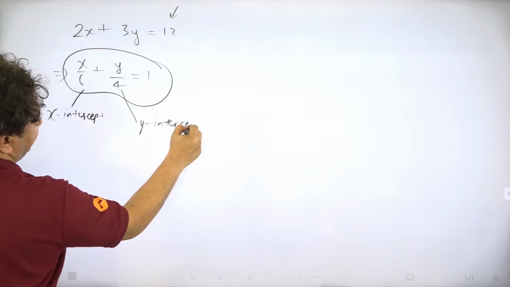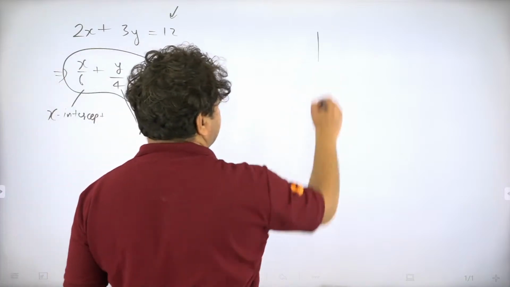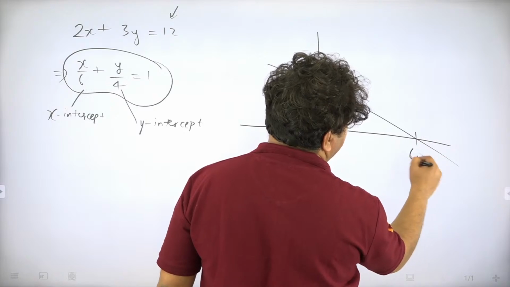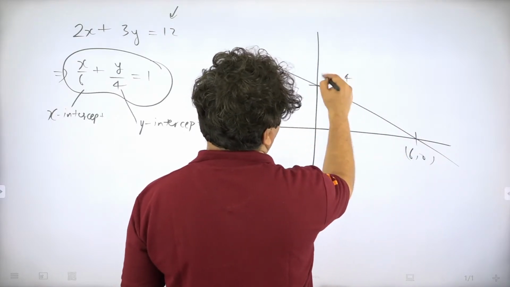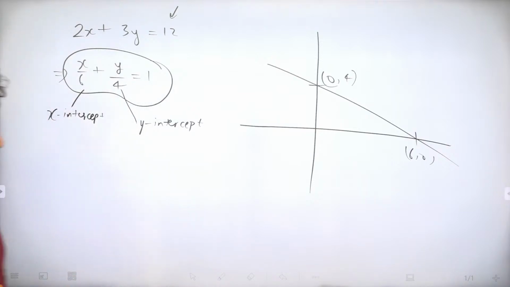By intercept, what do we understand? We mean that the graph will cut the x-axis at 6 and the y-axis at 4. So this is how it will look like. This is 6 comma 0 and this one is 0 comma 4. Chalo. So far, so good. We'll keep on doing this.